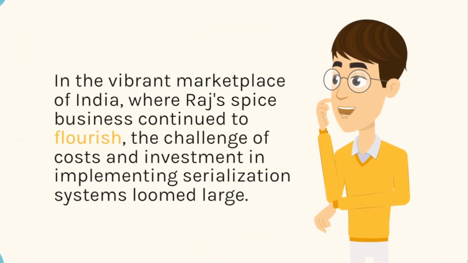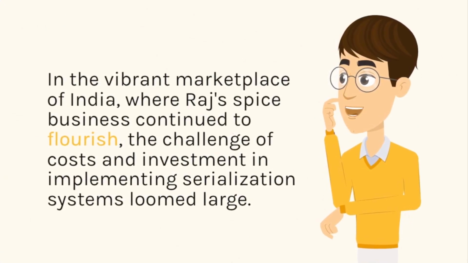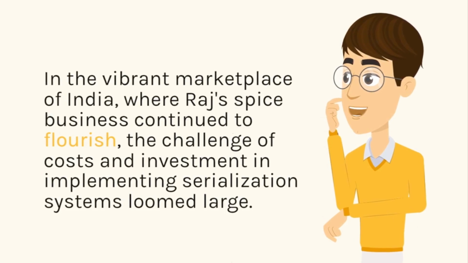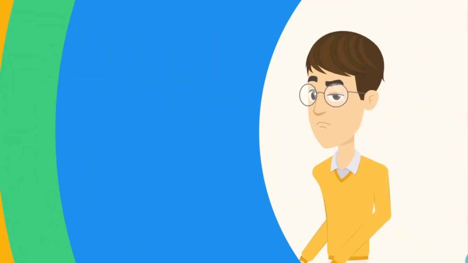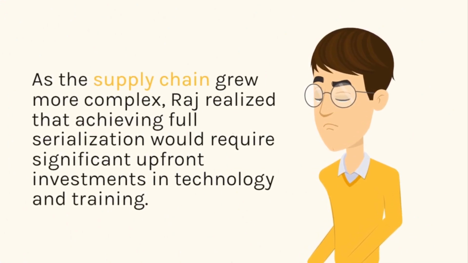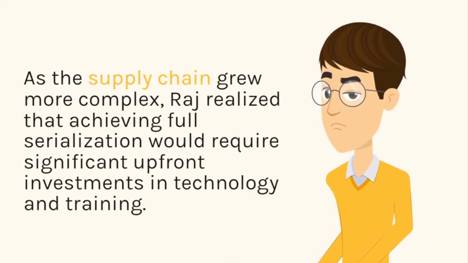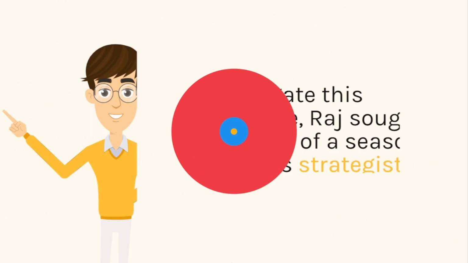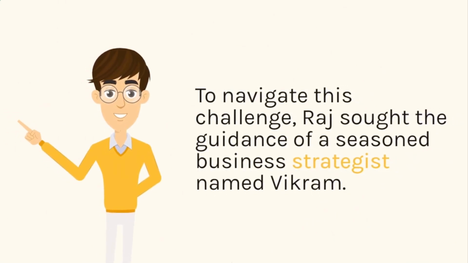In the vibrant marketplace of India, where Raj's spice business continued to flourish, the challenge of costs and investment in implementing serialization systems loomed large. As the supply chain grew more complex, Raj realized that achieving full serialization would require significant upfront investments in technology and training. To navigate this challenge, Raj sought the guidance of a seasoned business strategist named Vikram.